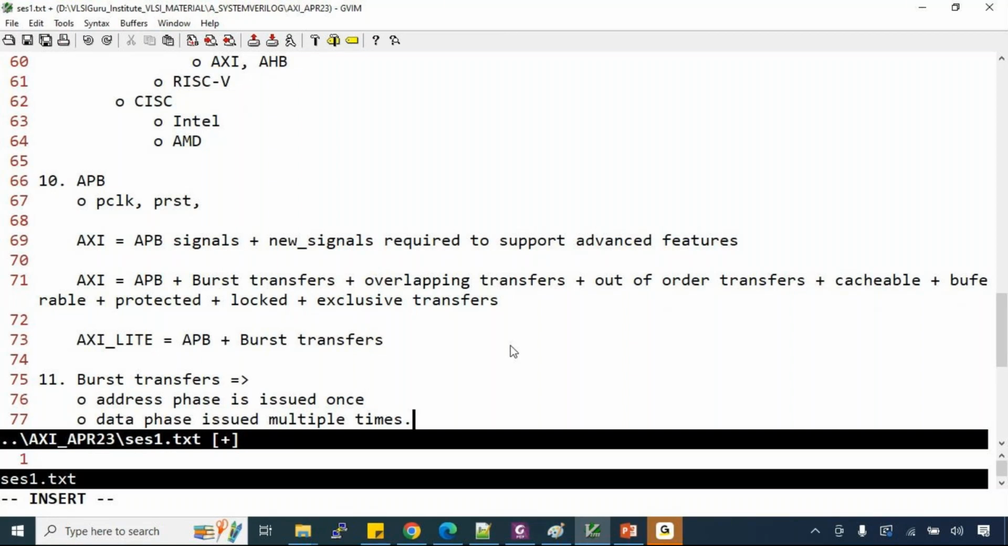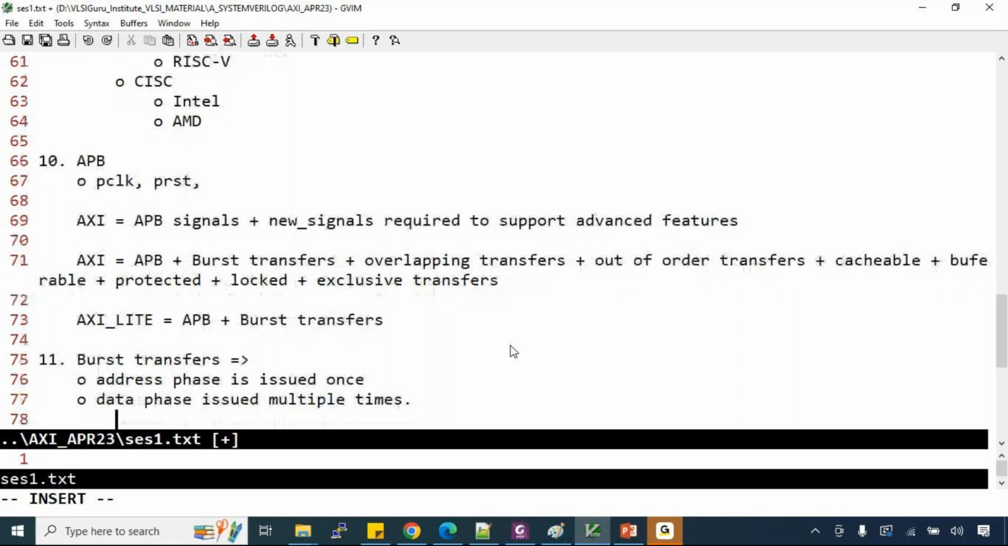If you send the address phase multiple times, during the address phase you don't send any data. During the address phase you only tell what the address is, and whether you want to do write or read. Where does the actual data transfer happen? Data phase. So let's say, for example, one address phase plus 16 data phases. Totally it will take 17 clock cycles. Your effective efficiency is 16 by 17. Out of 17 clock cycles, you're using 16 clock cycles for data transfers.